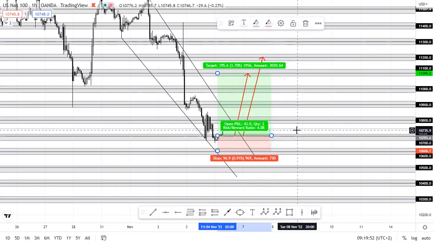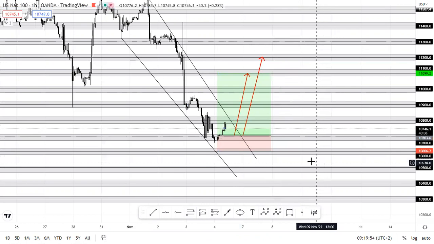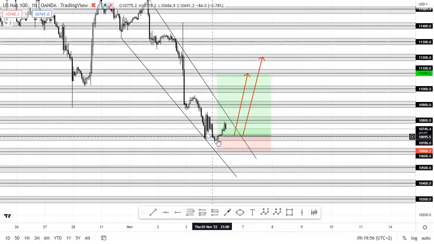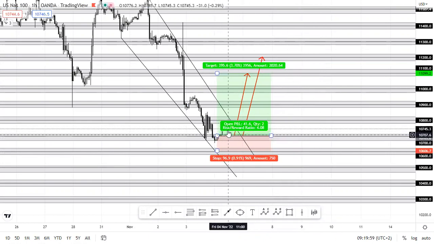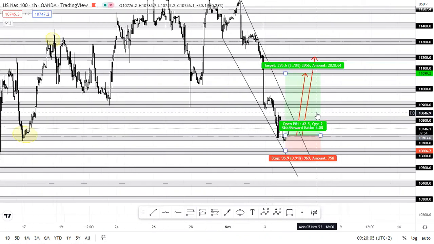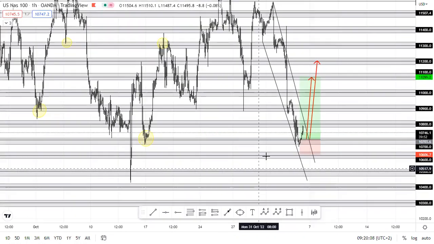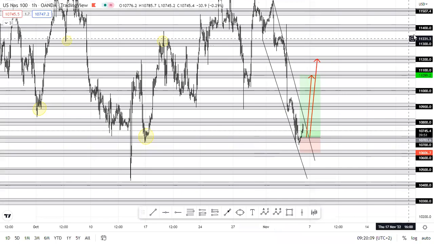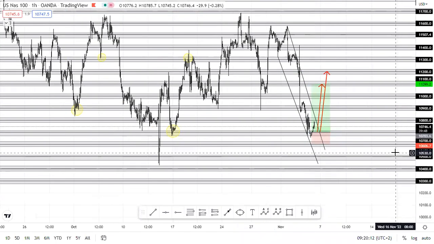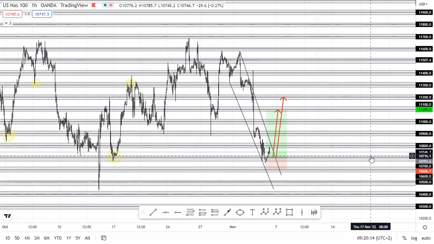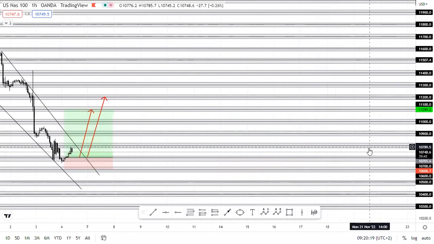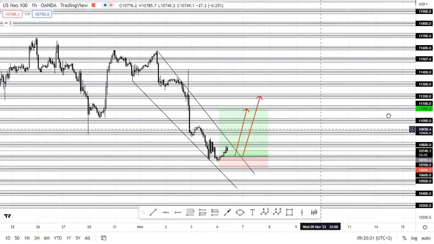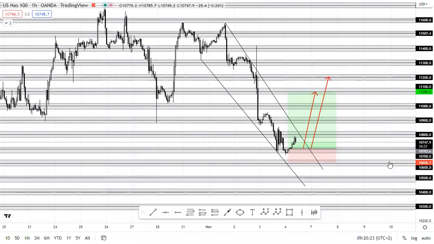So this is our analysis, and we will see how NASDAQ chooses to behave. You can take this trade right now, enter, and hold it all the way up to here. But as I said, we will see how NASDAQ reacts as the day goes on. Let me just zoom out and show you what it looks like. So that is the analysis, and we will see how NASDAQ plays out by the end of the day.